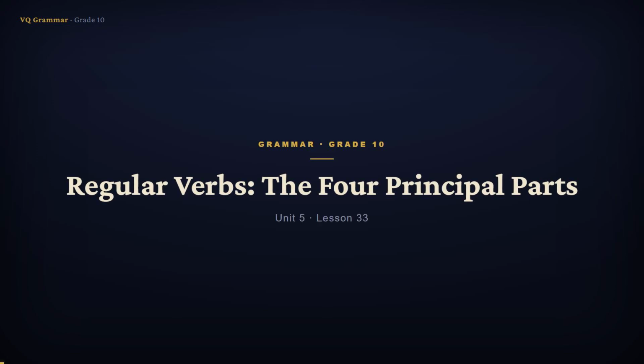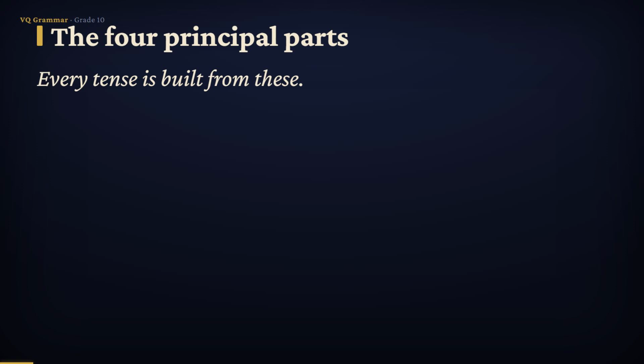This is Unit 5, Lesson 33, and today we open the engine room of the verb. Every verb in English, every single one, is built from just 4 forms. Learn those 4, and every tense you will ever write comes within reach. We'll meet the 4 parts, watch the well-behaved verbs build them, and then handle the spelling changes that catch people out. Let's start with a fact that unlocks every verb tense in English.